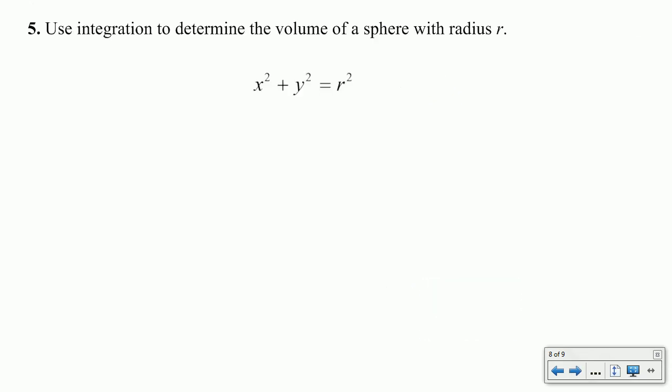So that's it for me for today. You can do this question, which might be one of your crowning achievements for the day. Just remember that the formula for a circle is given by x squared plus y squared equals r squared.